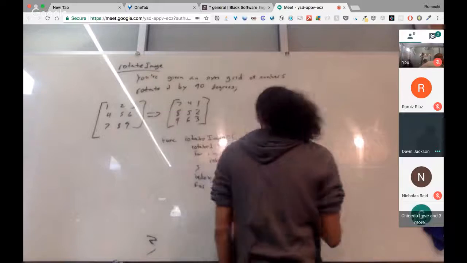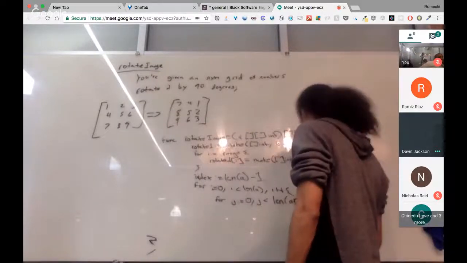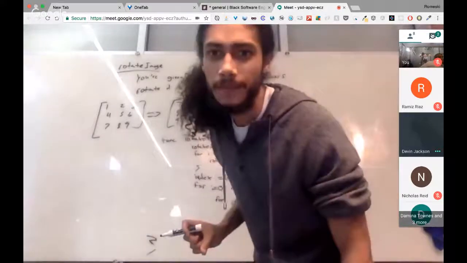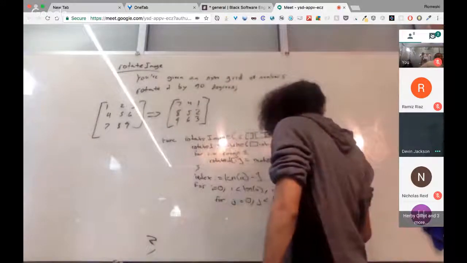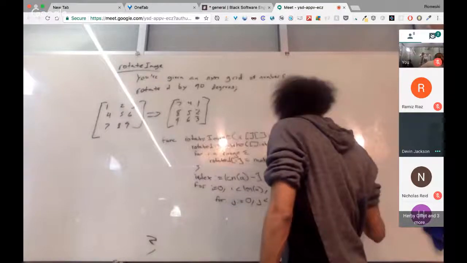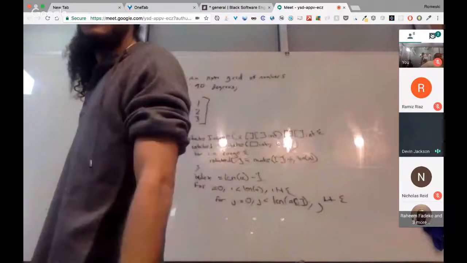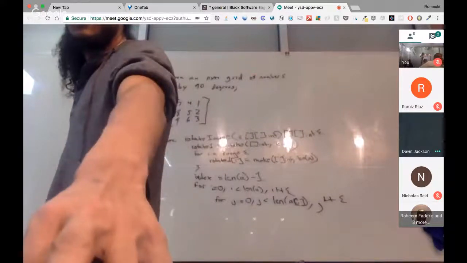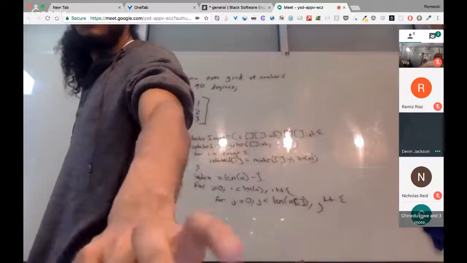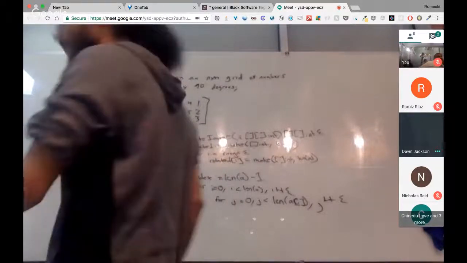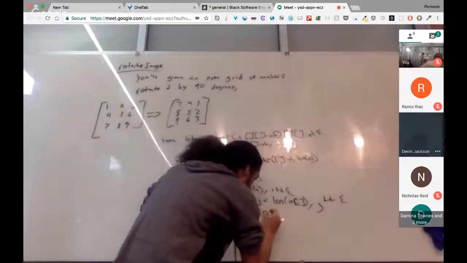And then I'm going to say j plus plus, a second for loop. Right. Okay. Rotation j.